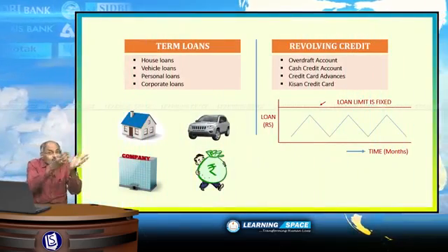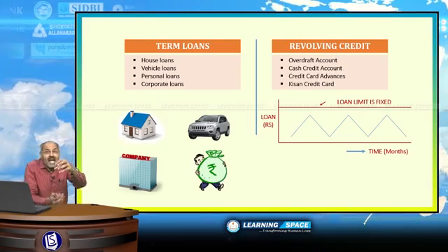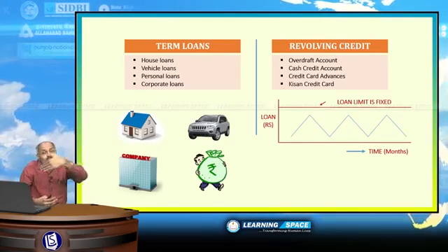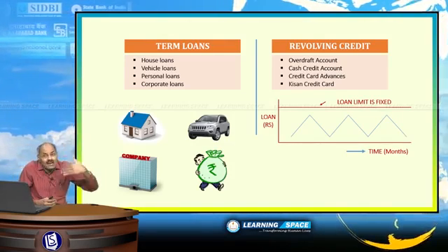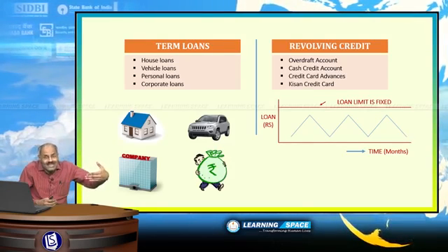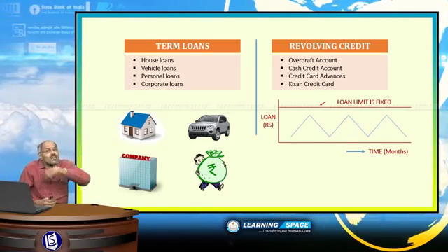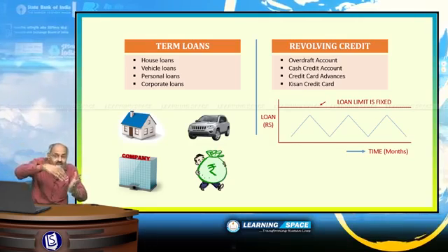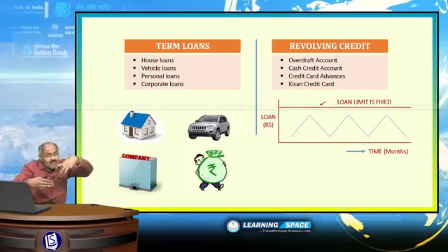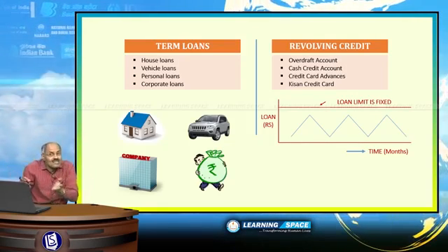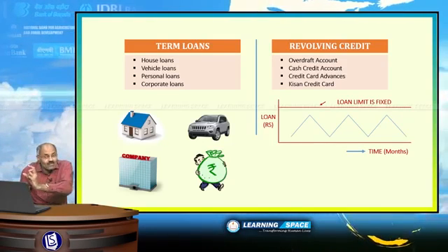The difference between term loans and revolving credit. What is a term loan? Banks will give you a loan. You are required to pay back at regular intervals. Except agriculture loan, remaining loans are normally required to be serviced every month. Whether it is house loan, vehicle loan, personal loan or corporate loan, once the loan is given, you are required to pay back at regular intervals, which is known as servicing of loan, and the loan is given to you at once. That is a term loan. Revolving credit is different.